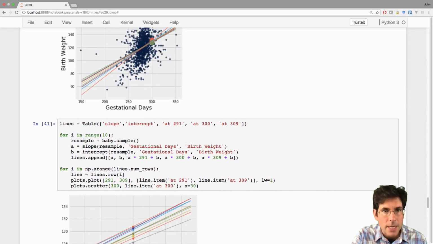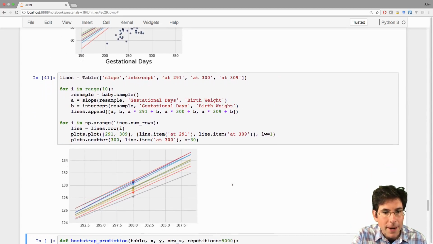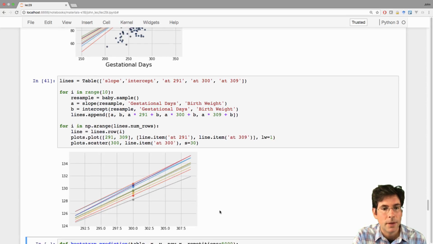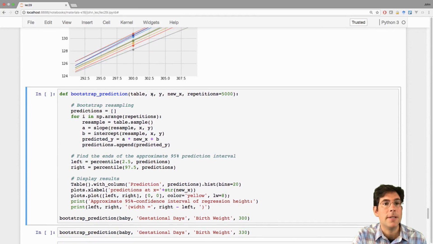Let's do the same process, but just zoom in on the part we care about: x equals 300. 10 different regression lines from 10 different resampled versions of the dataset all cross x equals 300 at a y value between 128 and 131. That's the kind of variability in y estimate or y prediction that we might expect if we had drawn a different sample from the original population. And so, we can perform the bootstrap to compute a confidence interval using this kind of reasoning.